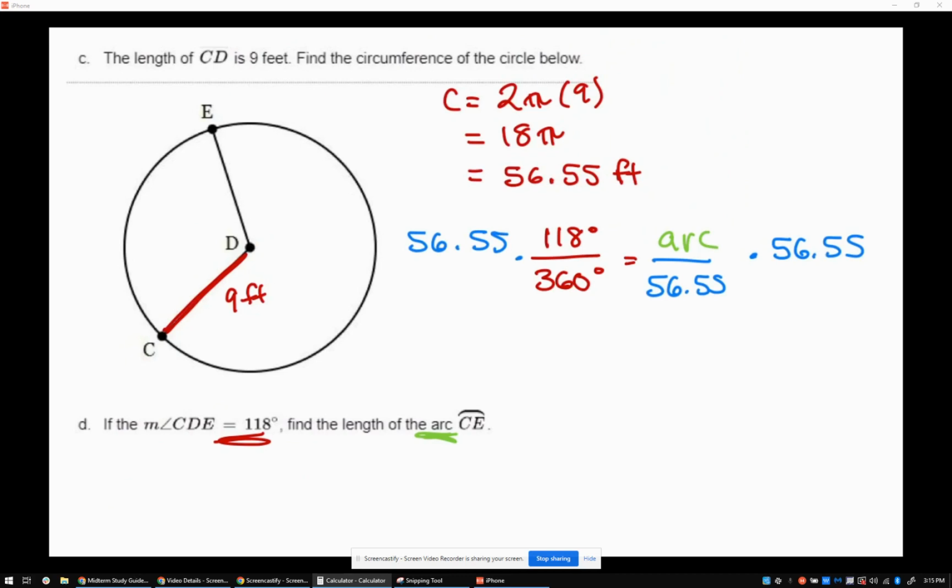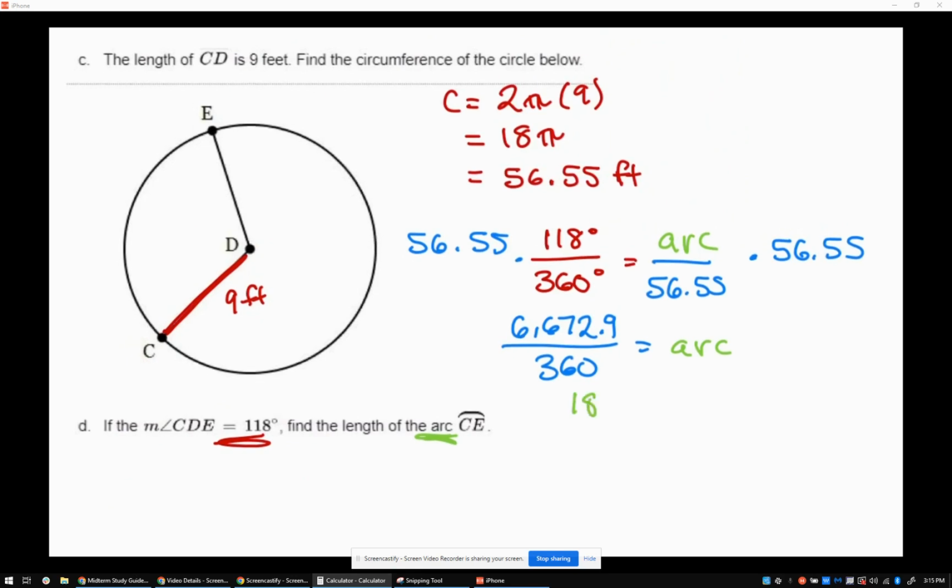Okay, 56.55 times 118 is 6,672.9. Okay, that would give us our arc. Once we actually divide that, 6,672.9 divided by 360, that is 18.54 is our arc. So in this case, our arc is 18.54 feet long.